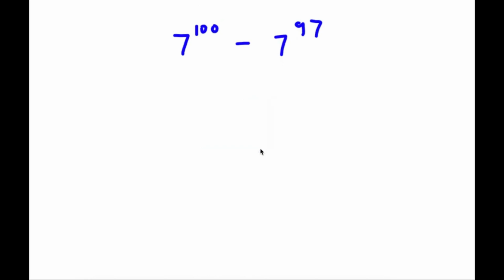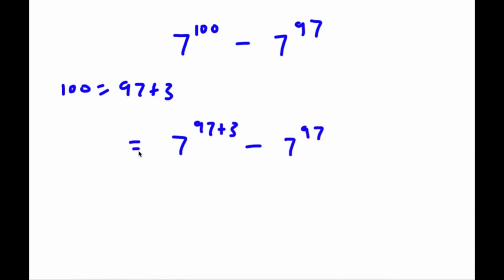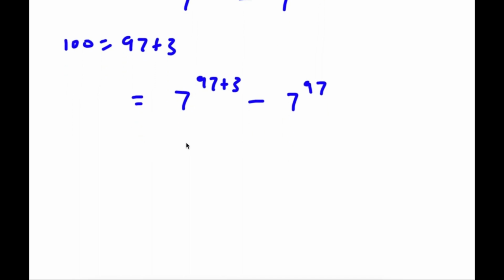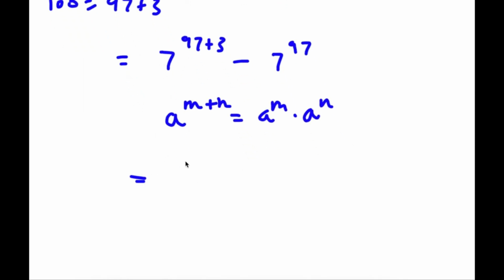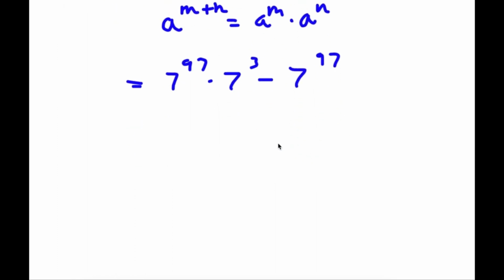Right, so I have 7 to the power of 100 minus 7 to the power of 97. Now 100 here is equal to 97 plus 3. So now I have 7 to the power of 97 plus 3 minus 7 to the power of 97. Now, if I have something in the form a to the power of m plus n, this is equal to a to the power of m times a to the power of n. So 7 to the power of 97 plus 3 is going to equal 7 to the power of 97 times 7 to the power of 3.